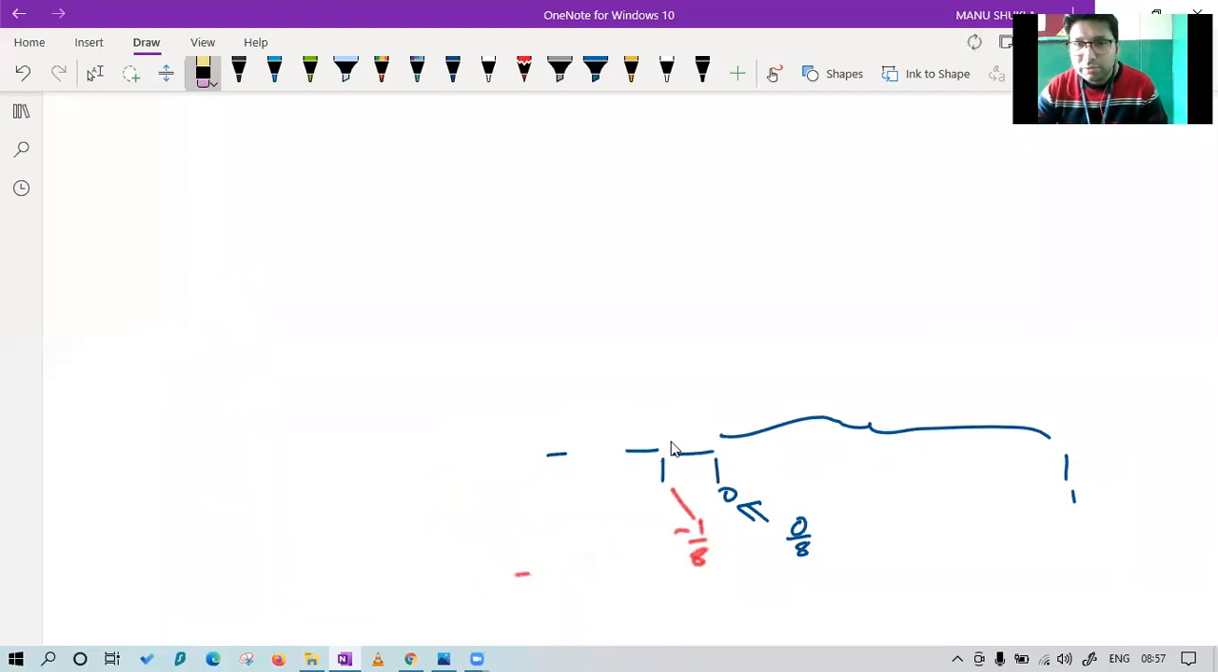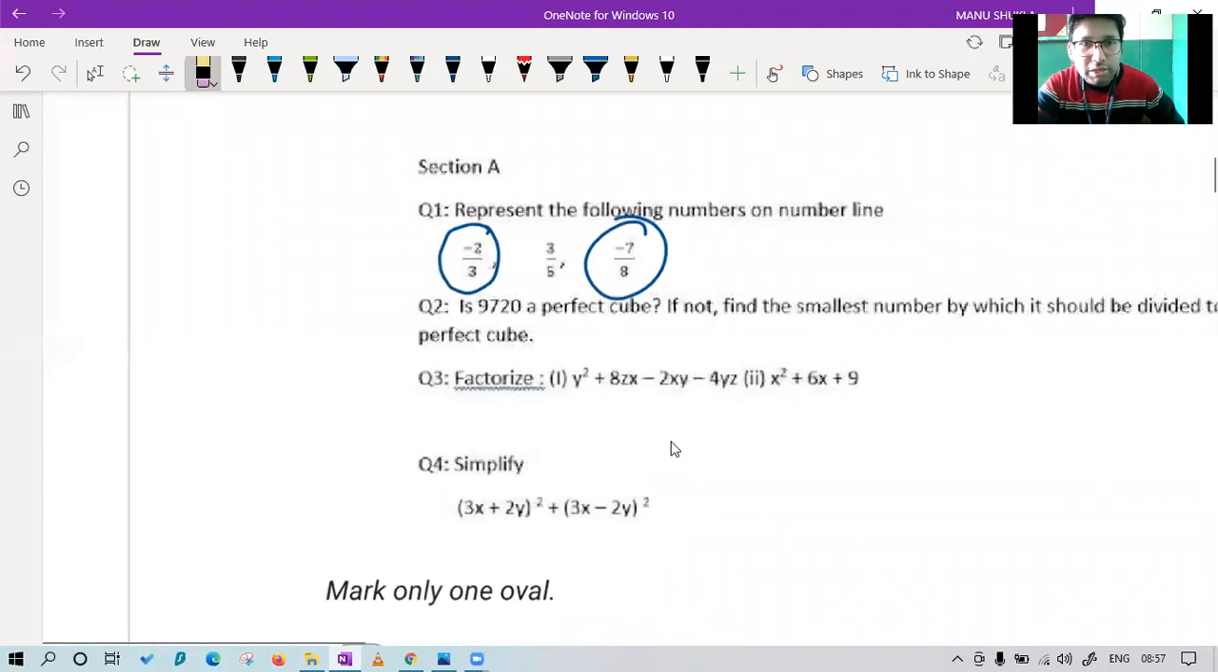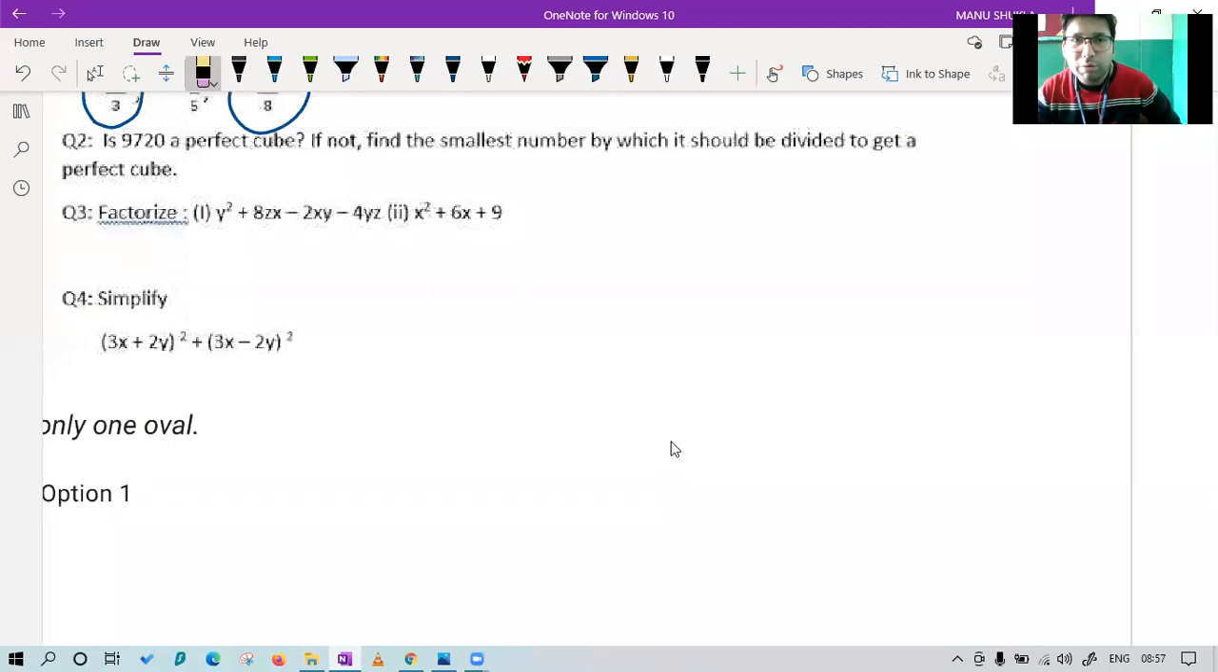Now you can do any question of this type to locate. These questions are there in 9th class also, so this concept will help you there also. Now, question number 2. Is 9720 a perfect cube? Class, have you tried this? Is it a perfect cube?